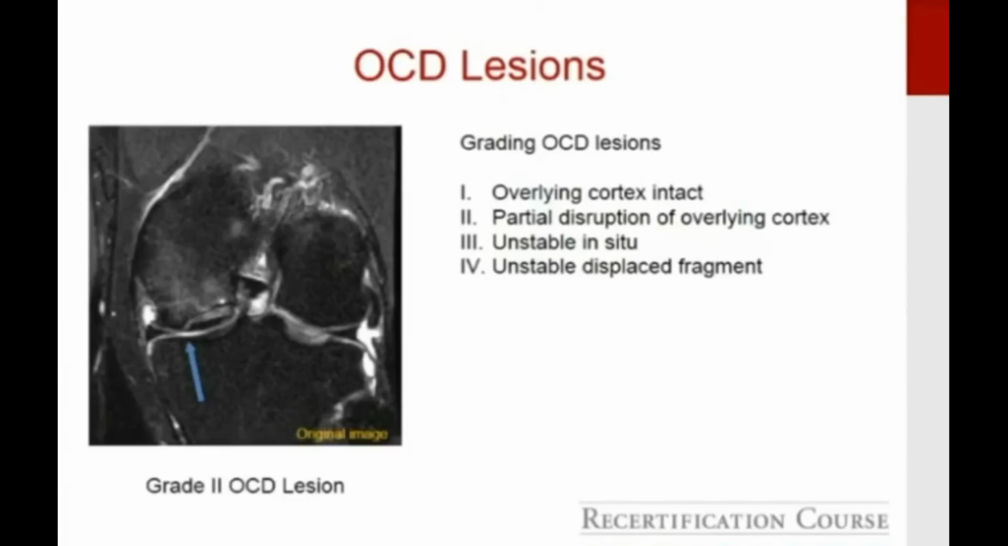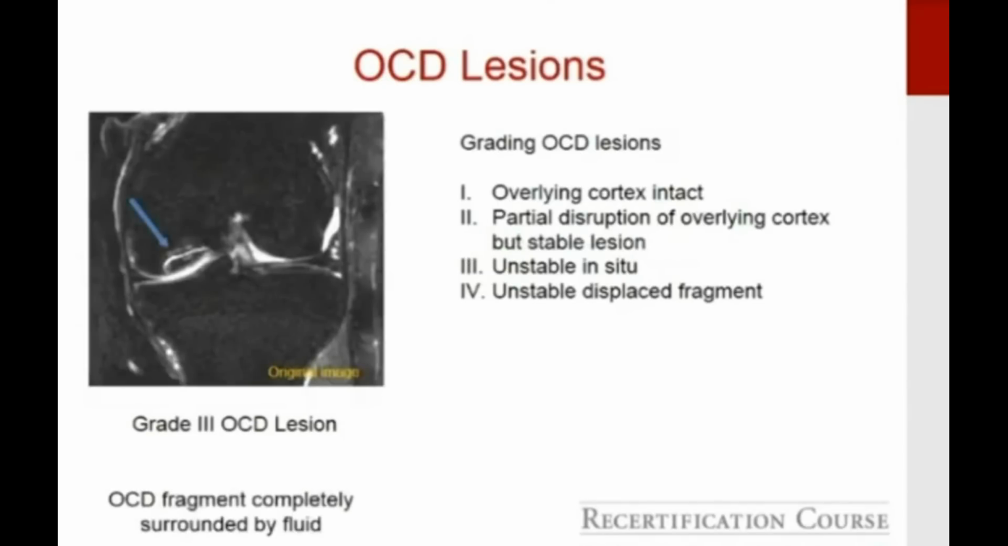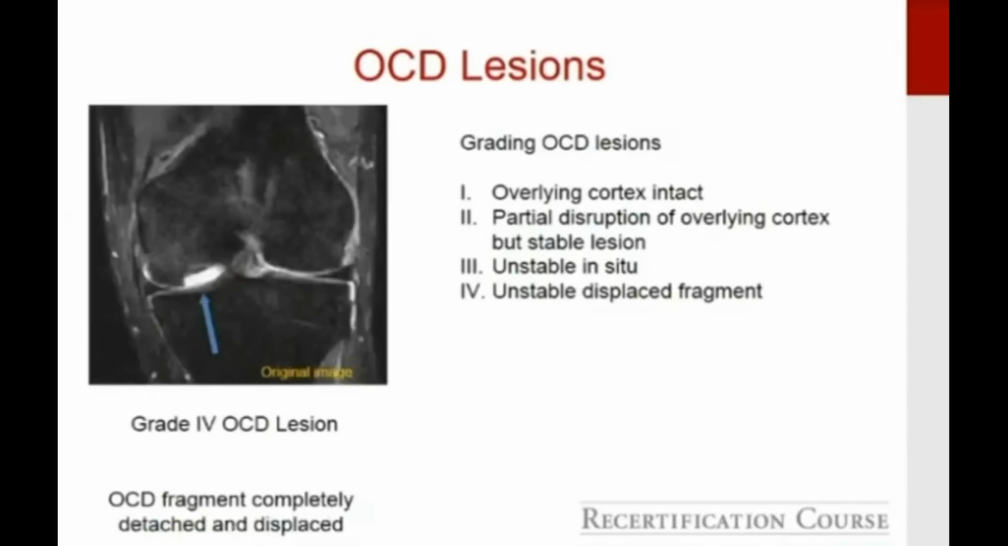OCD lesions, we have a 4-point grading system in MRI. Number one is just an intact overlying surface with subchondral marrow edema, and this is a stable lesion. A type 2 lesion, as we see in this picture, is a lesion with partial disruption of the overlying cortex, but the fragment is still stable anatomically. With a type 3, we have an unstable fragment in situ. Often this is demonstrated as fluid signal surrounding the fragment. You may have adjacent marrow edema and cystic change. And then a type 4 lesion is one in which the fragment is not only unstable, but has been displaced out of the original site.